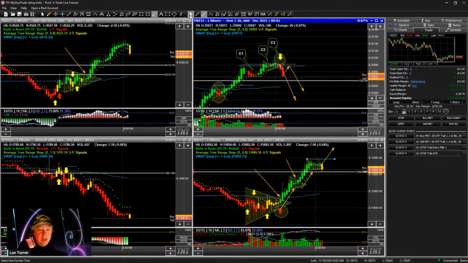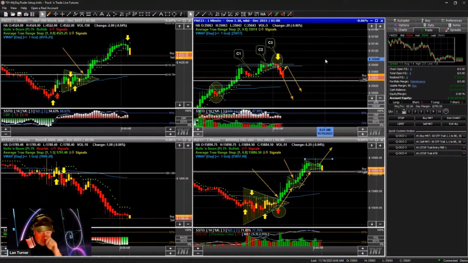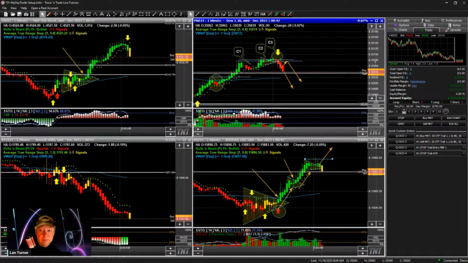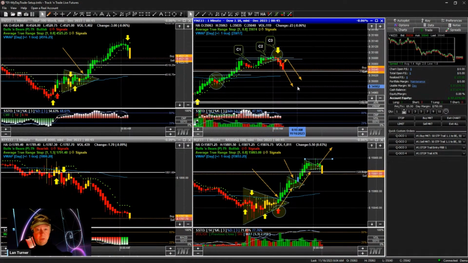Just decisions that you have to make along the road, right? How are you going to do it? You going to take the first signal, the first trigger right out of the gate, or are you going to wait for it to pull back a little bit and take the second one? I generally like to take the second one, a little bit more conservative. But then you feel bad when the first one works, right? That's just the nature of the beast.